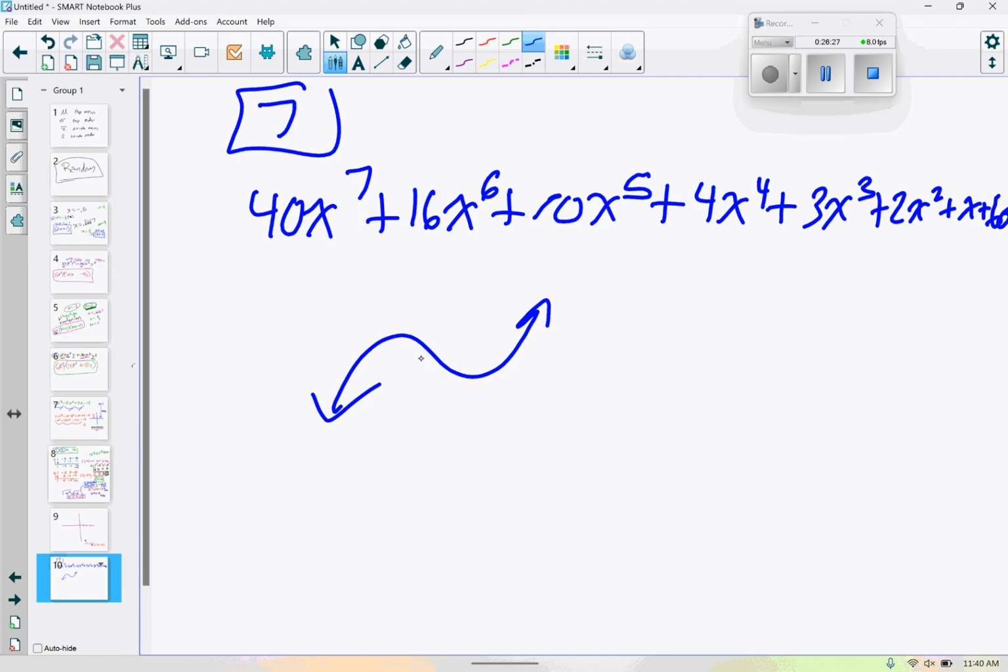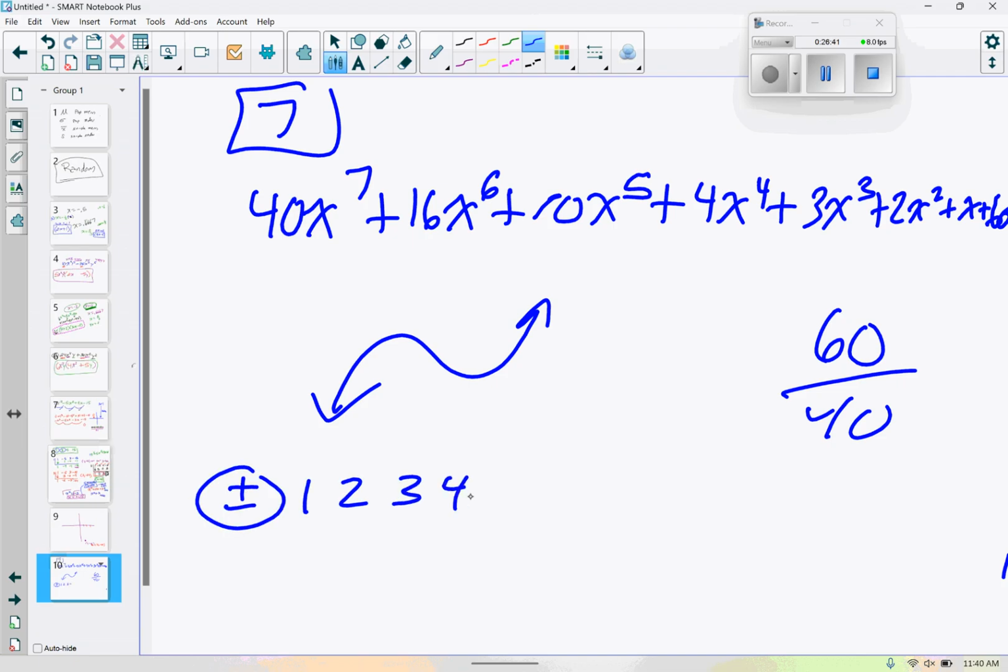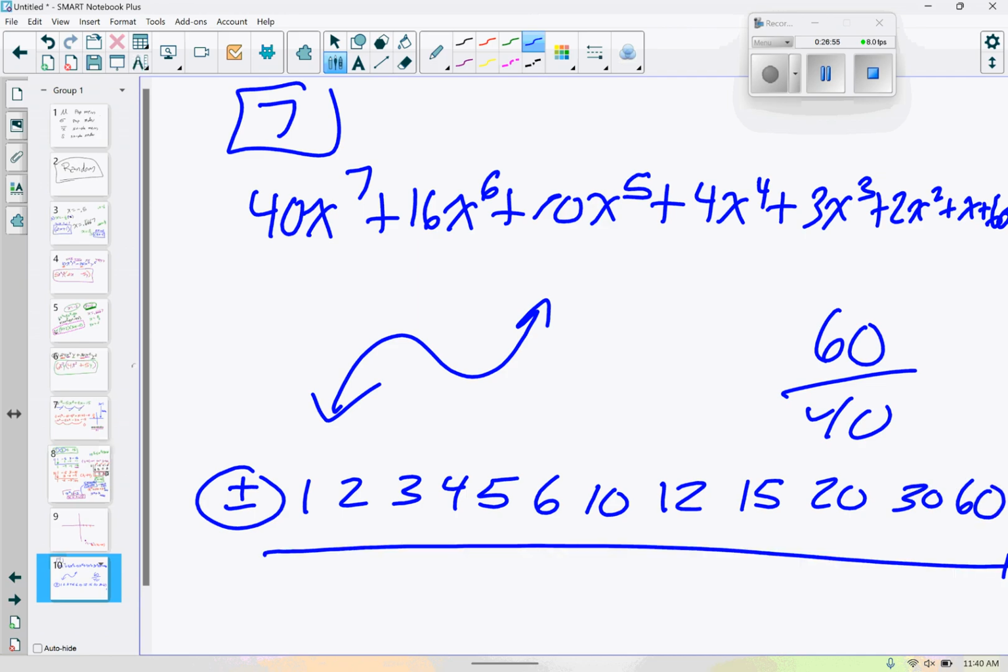but not in this particular type of problem raised to the 7th power, where you're taking all of the factors of 60 over all the factors of 40. Let me just show you all the factors of 60. I'm going to write plus or minus 1, 2, 3, 4, 5, 6, 10, 12, 15, 20, 30, and 60 over all of the factors of 40, which are 1, 2, 4, 5, 8, 10, 20, thank you, and 40.